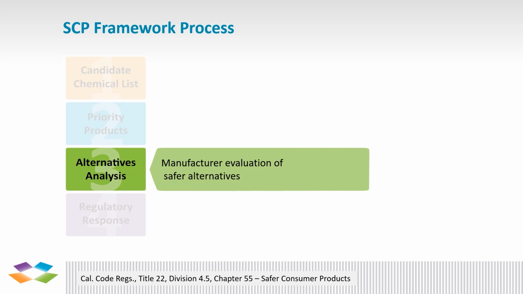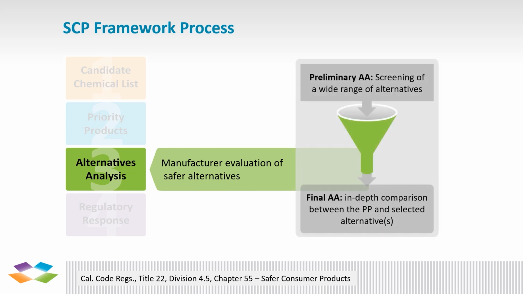Part 3 of the SCP process is the Alternatives Analysis, or AA. This is where it becomes the responsibility of the manufacturer or other responsible entity to evaluate and identify safer alternatives and to produce an alternatives analysis report. The AA process typically has two stages. The preliminary AA, a general screening of a wide range of safer alternatives, and the final AA, which is a more in-depth comparison between the priority product and one or more promising alternatives.